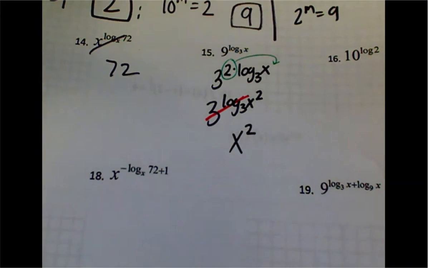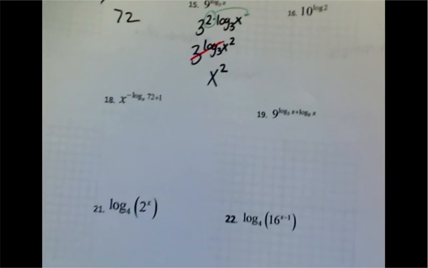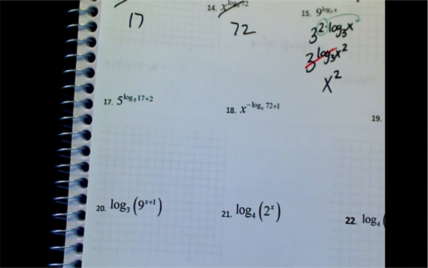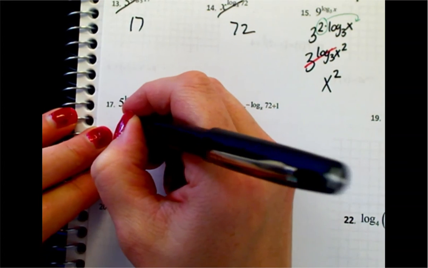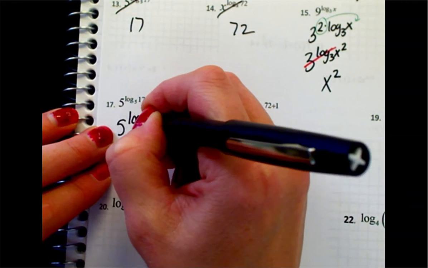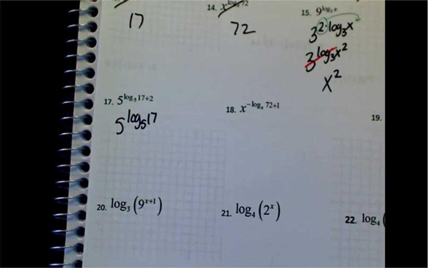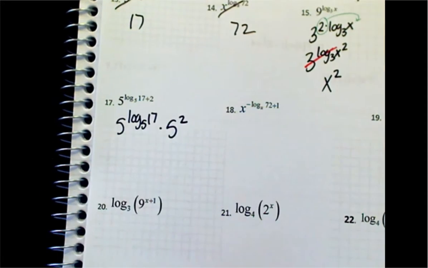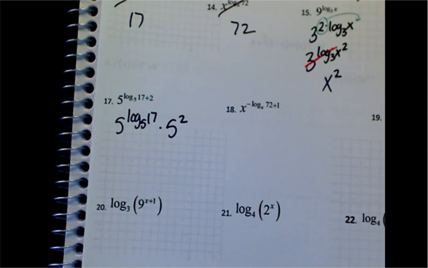Okay, let's look at number 17. I have 2 exponents: a log exponent and a number exponent. So I'm going to separate the 2 different types of exponents with my exponent property, because the inverse only works for the log part. It does nothing for the plus 2 on the end.